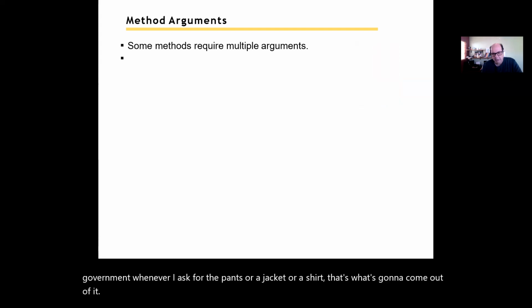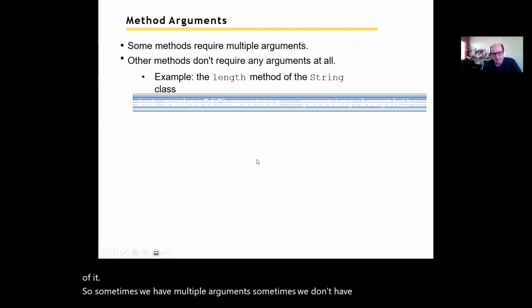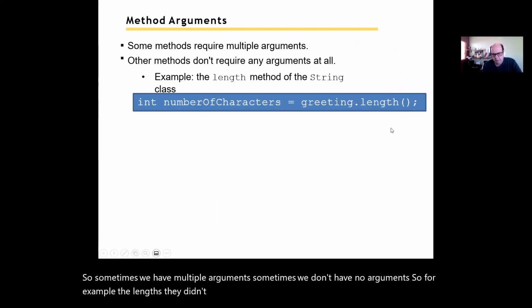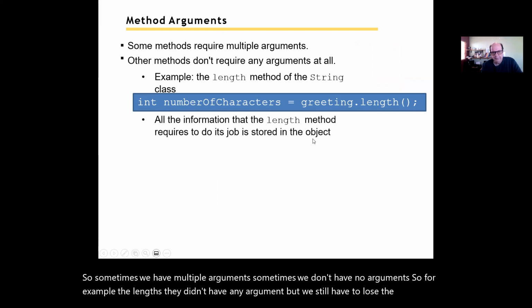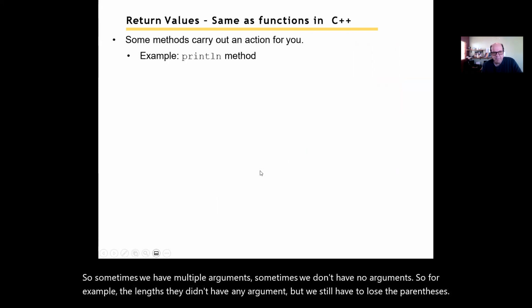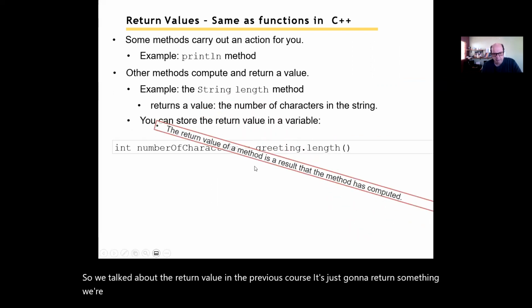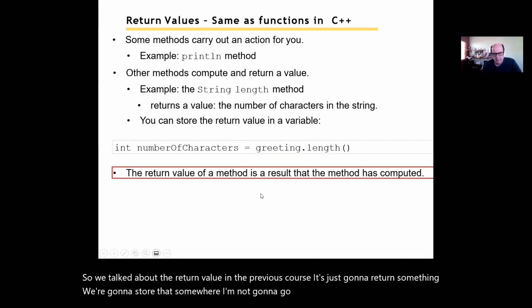So sometimes we have multiple arguments, sometimes we have no argument. So for example, length didn't have any argument, but we still have to use the parentheses. So we talked about return value in the previous course. We're just going to return something. We're going to store that somewhere. I'm not going to go into the detail of this.